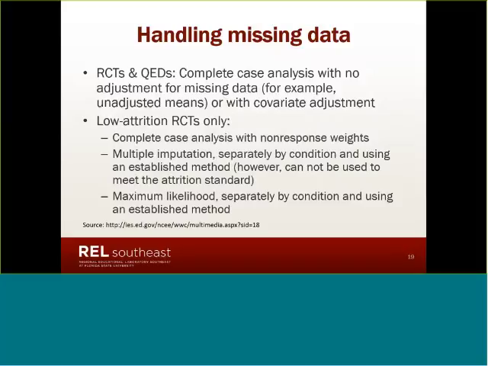And then in the case of low attrition RCTs, and only with low attrition RCTs, multiple imputation and maximum likelihood techniques can be used. But it's important to keep in mind here that while imputation techniques can be used in low attrition RCTs, imputed data cannot be used to meet the attrition standard. And again, there's more information about this in the handbook, and really about all the slides in the handbook. It provides a lot of information that can help you as you plan your study, and I really encourage you to review the handbook and the webinars, the links to the webinars, where you can just review all these concepts and learn more information about them. So thank you so much, and I look forward to your questions.